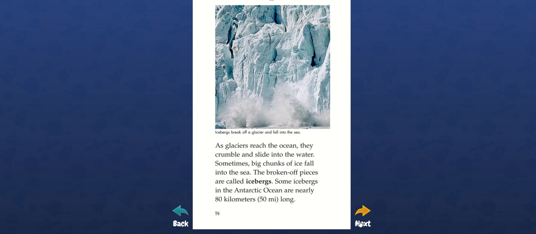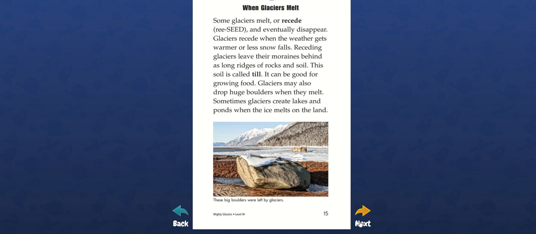When glaciers reach the ocean, they crumble and slide into the water. Sometimes big chunks of ice fall into the sea. The broken-off pieces are called icebergs. Some icebergs in the Antarctic Ocean are nearly 80 kilometers, or 50 miles, long.